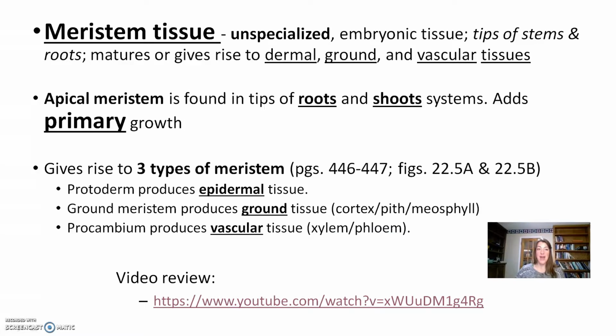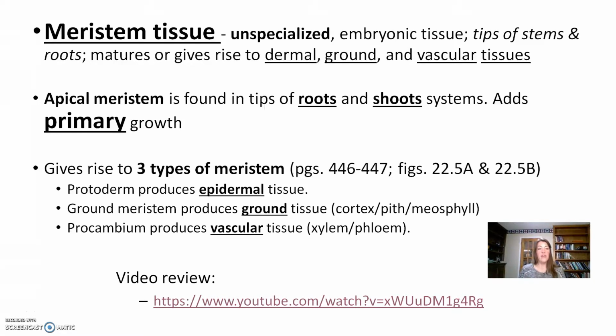Now, the meristematic tissue. This is unspecialized embryonic tissue. It's in the tips of stems and roots. It matures and gives rise to that dermal, ground, or vascular tissue. You have something called the apical meristem. It's found in the tips of the roots and shoots. Okay, so it's at the very extreme areas, the very tip or the very bottom. Now this is primary growth, which we know is in height or direction. Lateral direction, horizontal, is secondary growth.